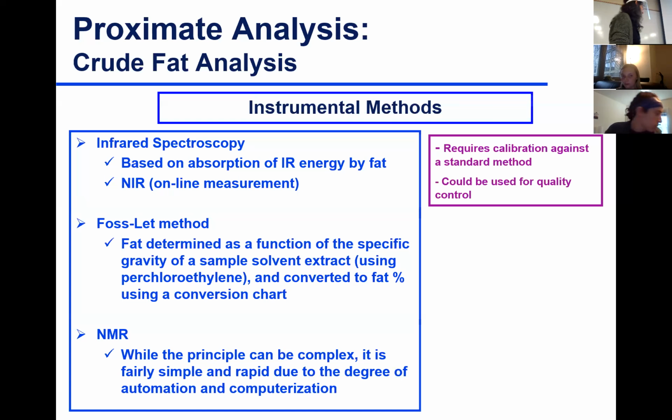NMR is a very accurate and precise method. It is complex in the sense of the instrument and analyzing the spectra, but it's very simple in terms of putting the sample in and getting the value for percent fat. It's very simple, very rapid, but it's expensive. If you have NMR, that's great, but not every lab has NMR capabilities.